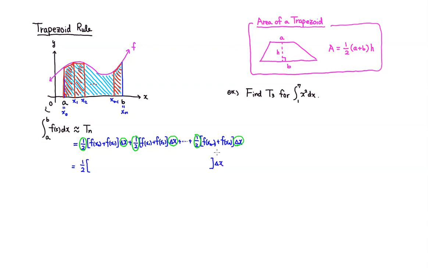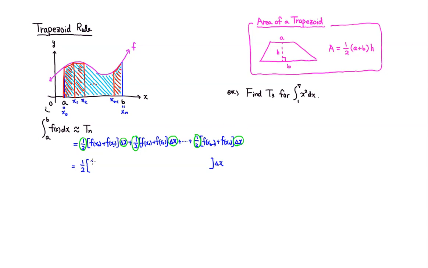Since it goes f of x0, f of x1, f of x1, f of x2, and the next one would be f of x2, f of x3, you can see that except for f of x0 and f of xn, there will be a duplicate. f of x1 shows up twice. f of x2 shows up twice, all the way up to f of xn minus 1 shows up twice, except for the last one and the first one.